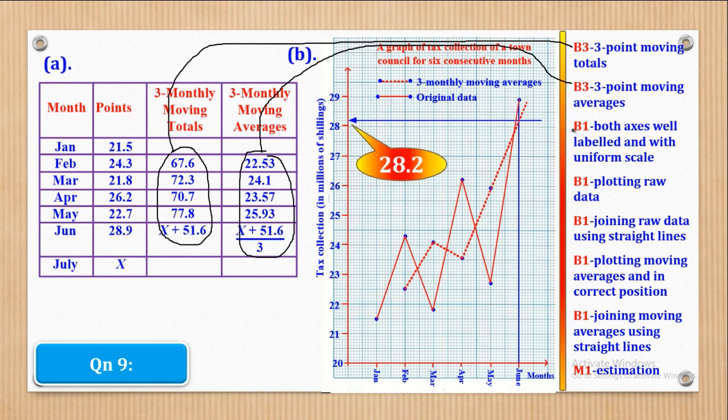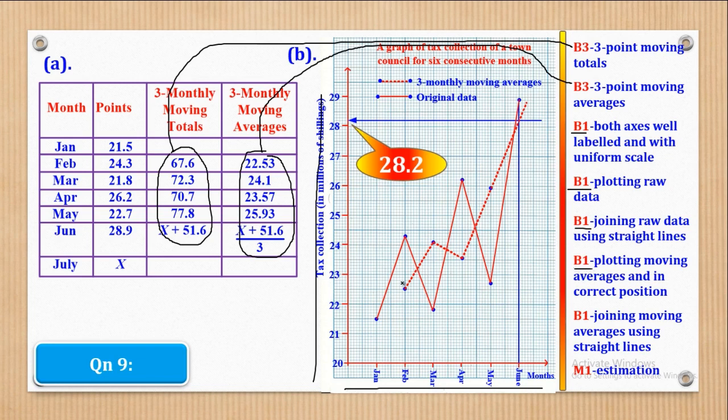Now this B1 is for both axes well labeled and with a uniform scale. So both this axis and this axis, well labeled with a uniform scale, you get that 1 mark. Then plotting the raw data: for you to plot these points correctly for the original data, you get this 1 mark. And this one is for joining using a ruler, so the lines have to be straight. You get that 1 mark.